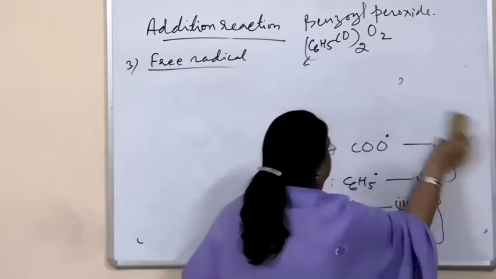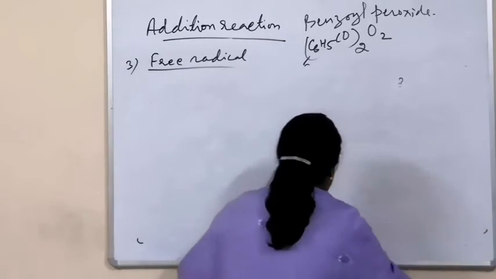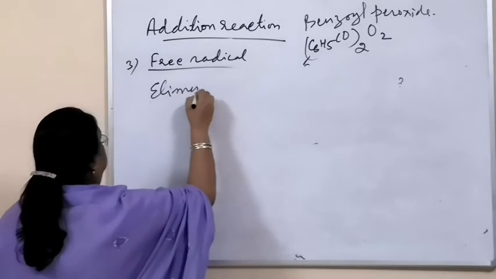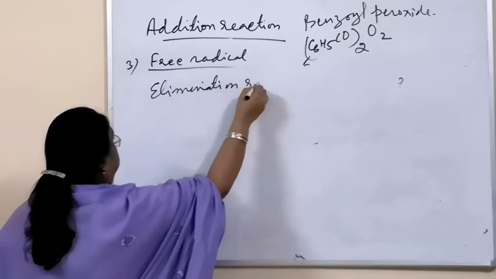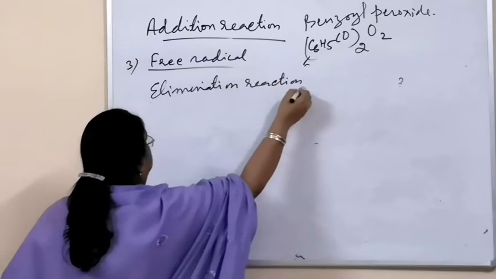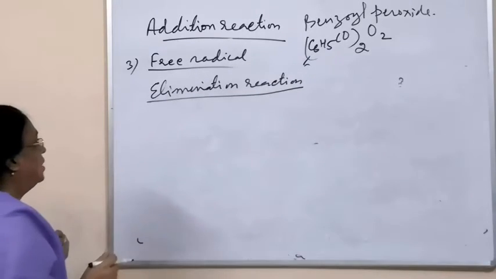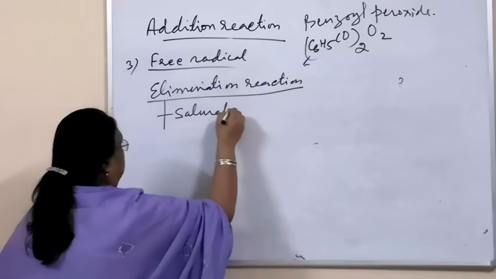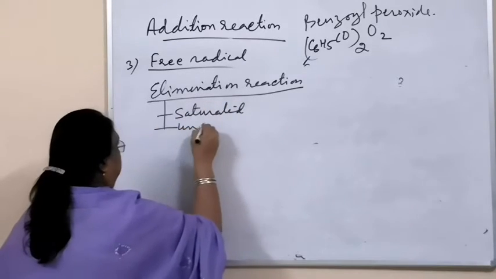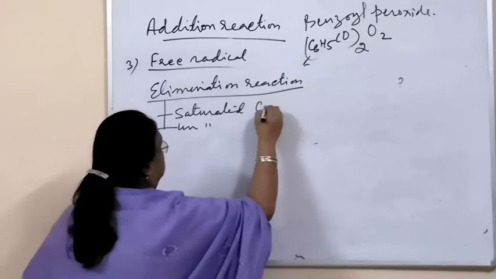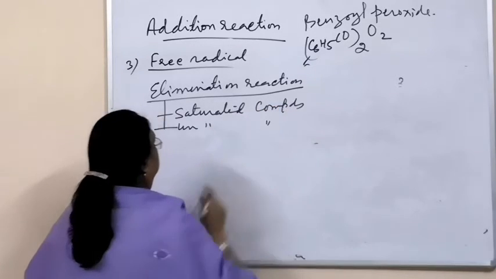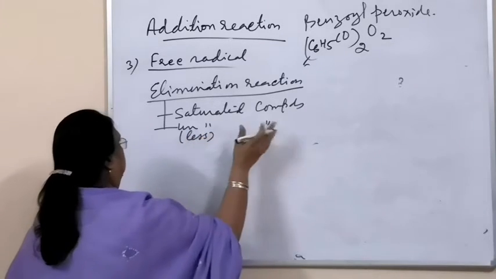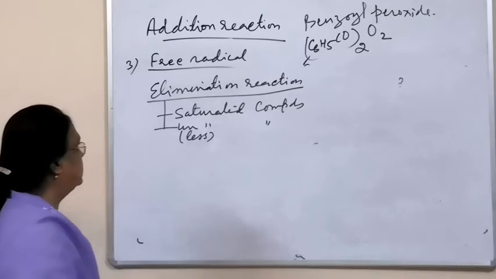Now we come to the elimination reaction, the third kind of reaction. Elimination reaction takes place in saturated and unsaturated compounds. Unsaturated here means less unsaturated, only double bonds, not triple bond. Triple bond is highly unsaturated.